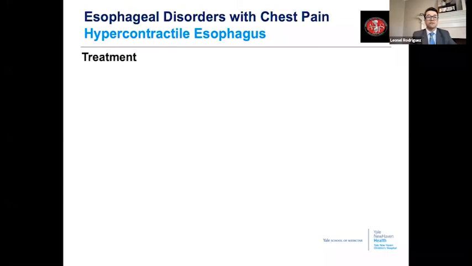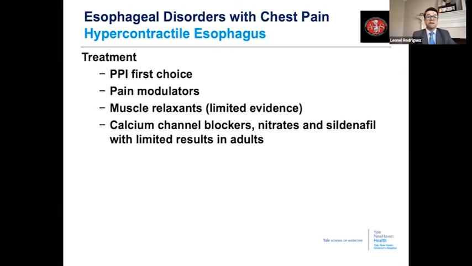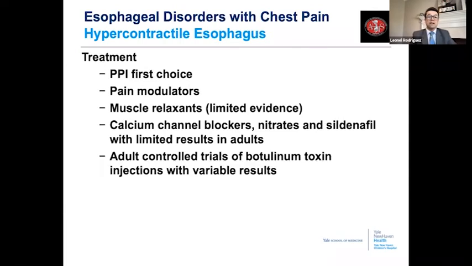How do we treat this condition? We treat it very similar to the condition that we discussed previously. PPI is the first choice. We do use pain modulators. We do use muscle relaxants, even though there is limited evidence in children. There is also potential for calcium channel blockers, nitrates, and sildenafil, with limited results in adults and no real evidence in pediatrics. There are adult controlled trials of botulinum toxin with variable results.